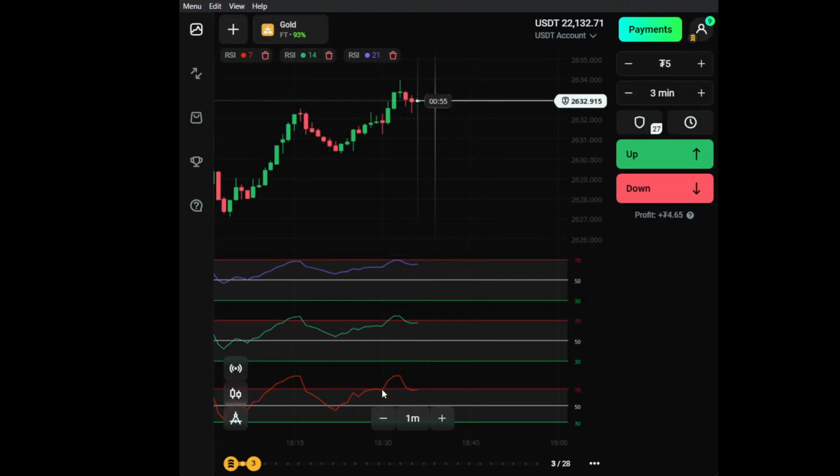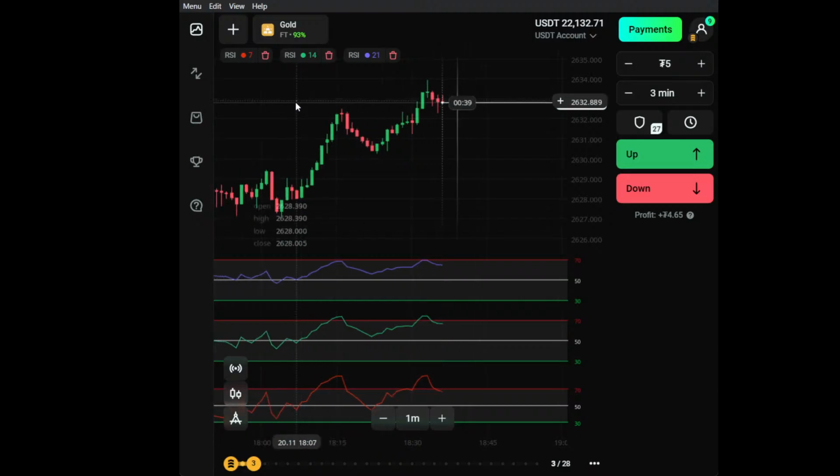Whenever the RSI 7 or RSI 14 or RSI 21 hit the line 70 or cross the line 70, you will see a reversal from there. And that is the time you make a 2 to 3 minutes down trade. In the same way, when RSI 7, RSI 14, RSI 21 hit the line 30, that will show you a reversal in the upward direction. Alright, so it's a very simple thing.